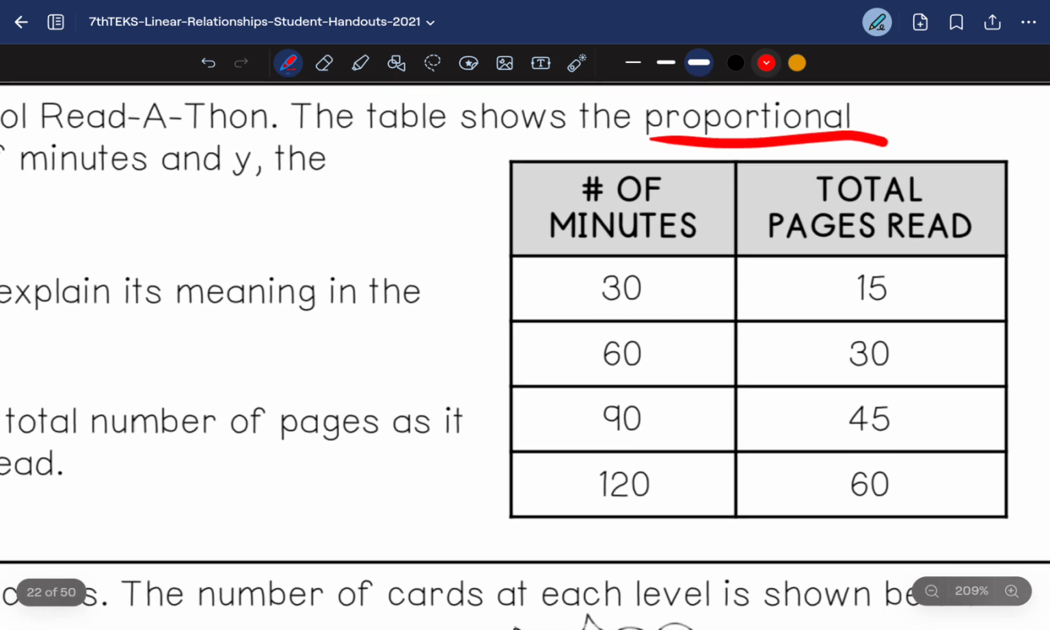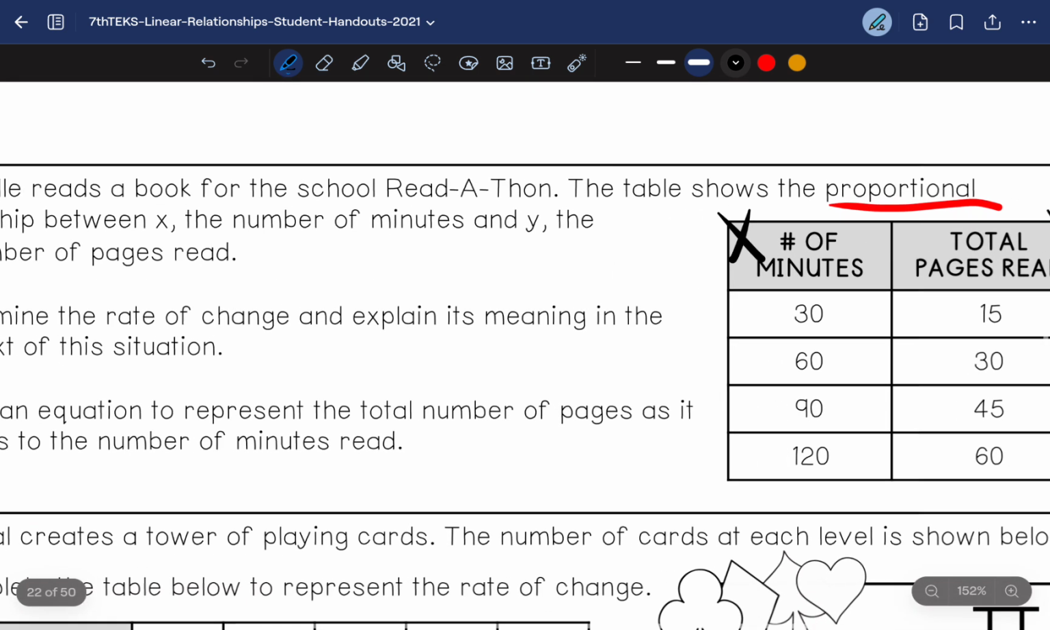So looking at our table, remember, X values are on the left side and Y values are on the right side. So to find the rate of change, we have to find the constant of proportionality. K equals Y over X. So we're just going to use the first ordered pair in this table. So it's going to be 15 over 30. And I can simplify that. I could divide both numbers by 15, and I would get 1 over 2.